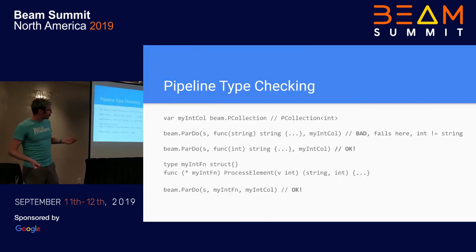So for an example, if you've got a PCollection that contains ints, and you try and pass it to a ParDo that takes in strings, it will fail. But if you're taking that same PCollection of ints and passing it to a function that takes ints, that's also good. Same thing for if it's a structural DoFn. As far as the system is concerned, these two are the same. They're both DoFns that take in PCollections of ints.